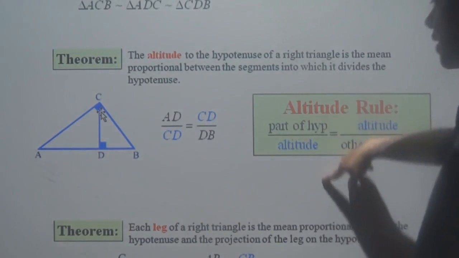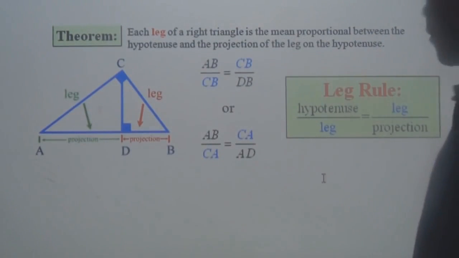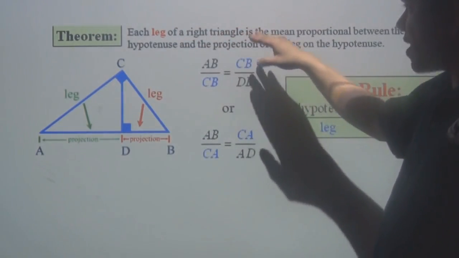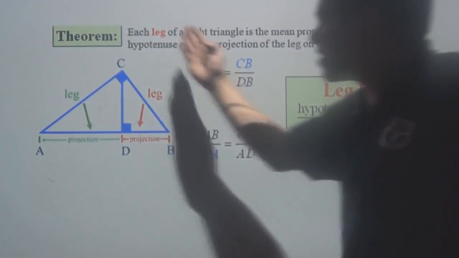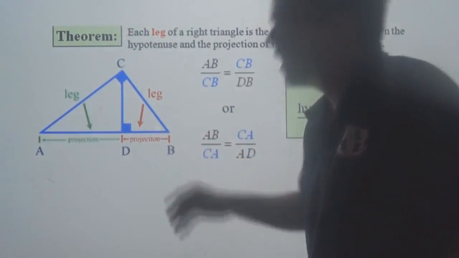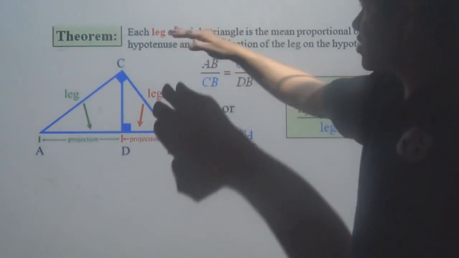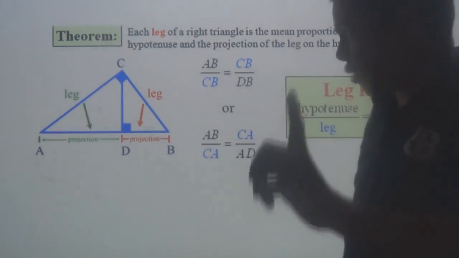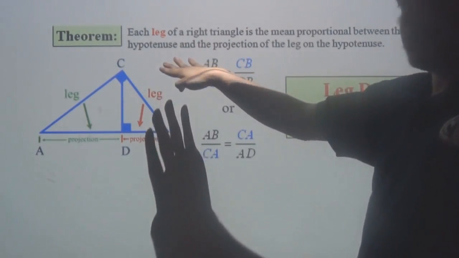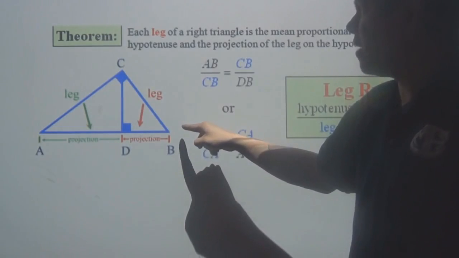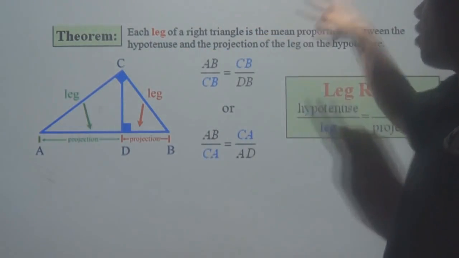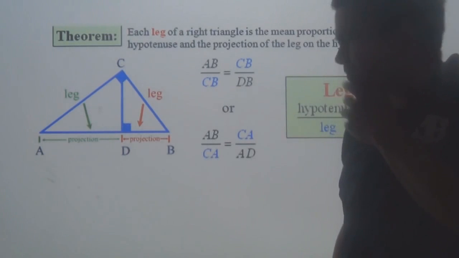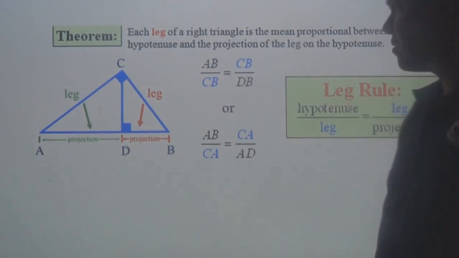Alright, cool then. Guess what? Now we have another theorem. It says each leg of a right triangle, each leg right here, not the hypotenuse. Each leg of a right triangle is the mean proportional between the hypotenuse, okay, and the projection of the leg on the hypotenuse. The what? Projection of the leg.